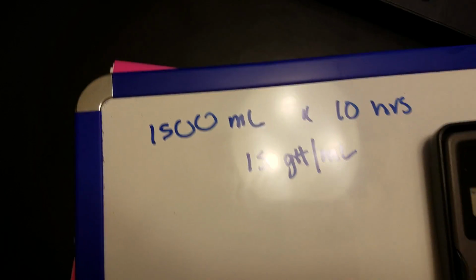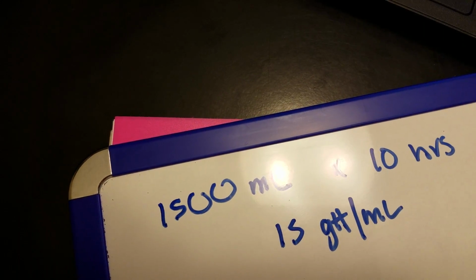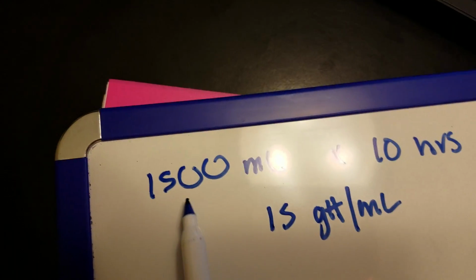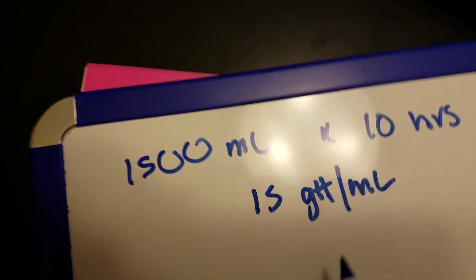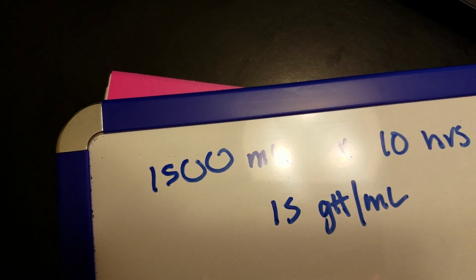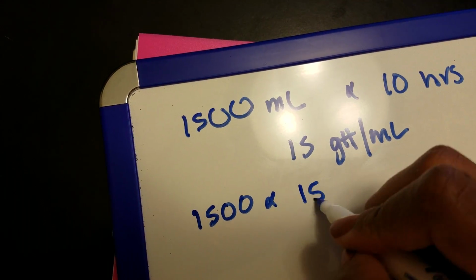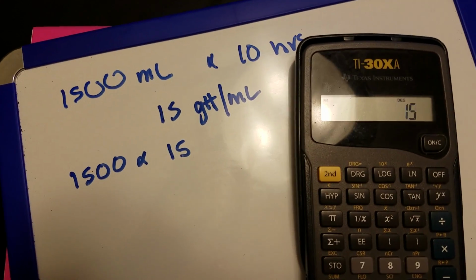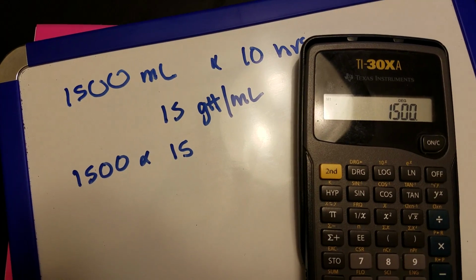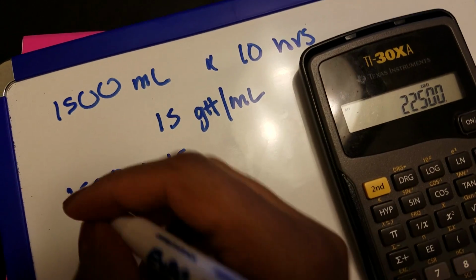All right, so for this one, the drop factor, you're going to set it up a little bit differently. So in 1 milliliter of fluid, there's 15 drops. So you have 1,500 milliliters, so you're going to have to multiply the two of them. So then you would do 1,500 times 15, and that gives you 22,500.